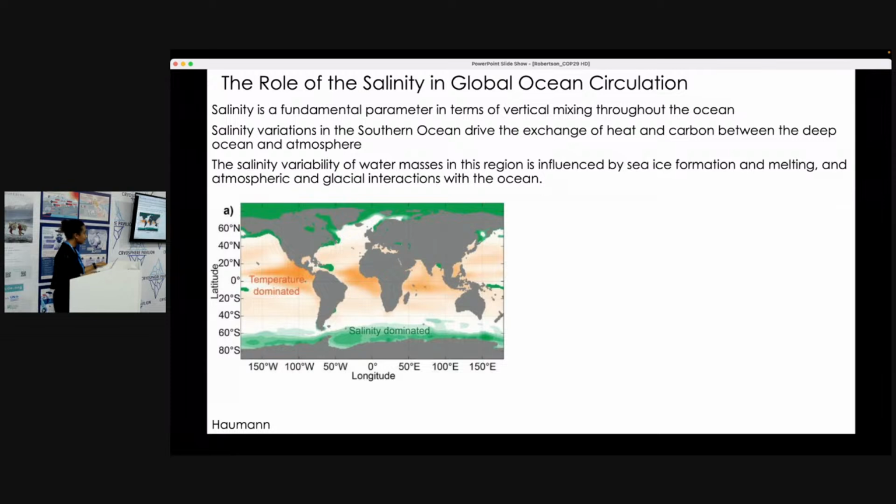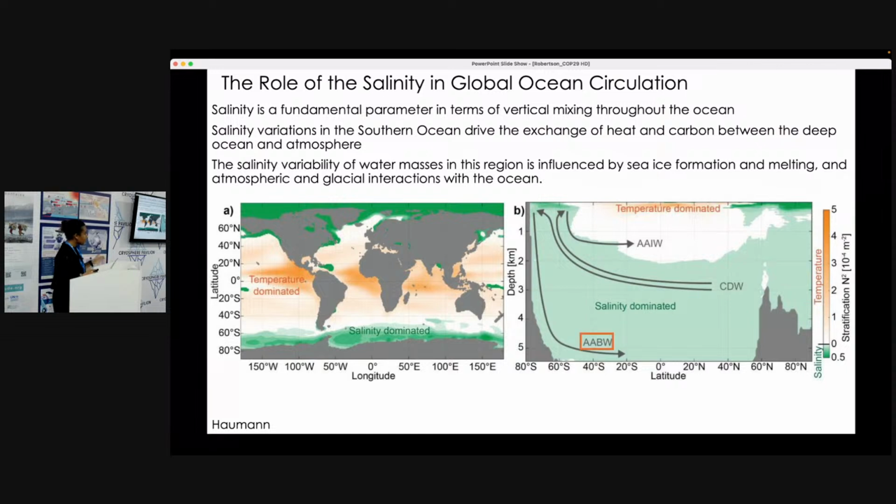So here, what you see on this map is temperature-dominated regions in terms of vertical mixing. And at the poles, both in the north and the south, you see where we have salinity-dominated regions in terms of vertical mixing. This is important, particularly for looking at circulation and salinity changes in the Southern Ocean. When we look at water masses such as Antarctic bottom water here that you have in this reddish orange square, which are really important in terms of global circulation.